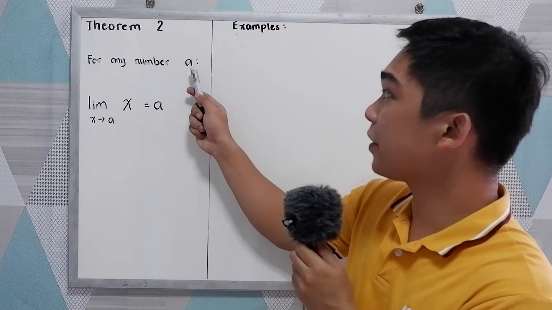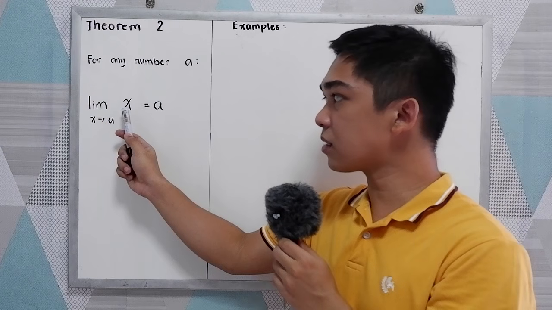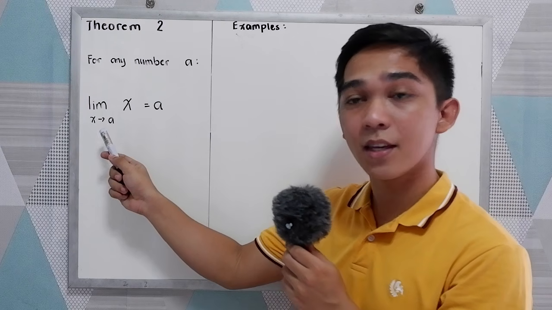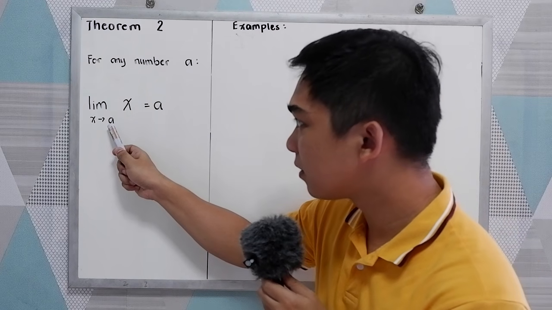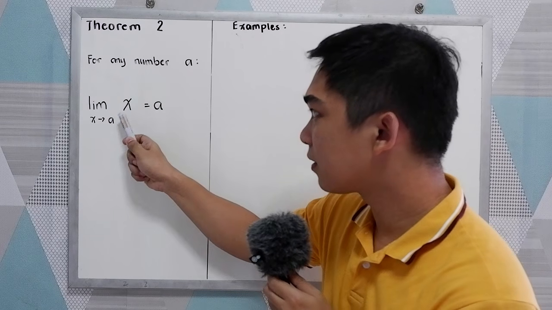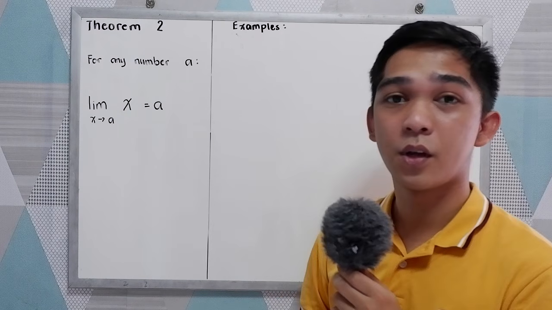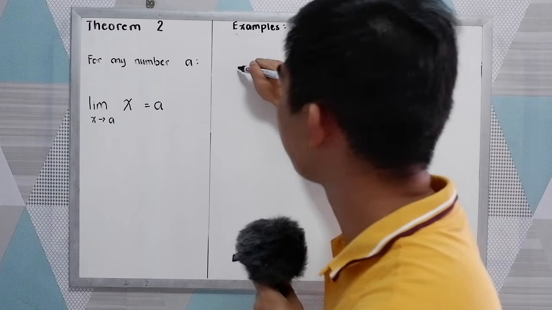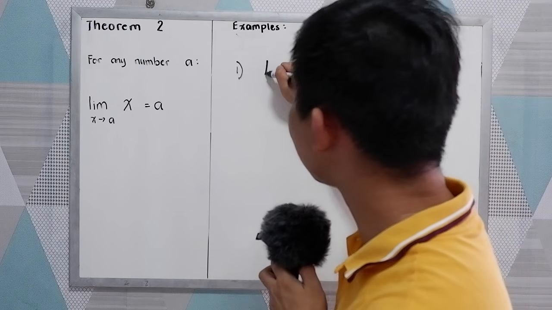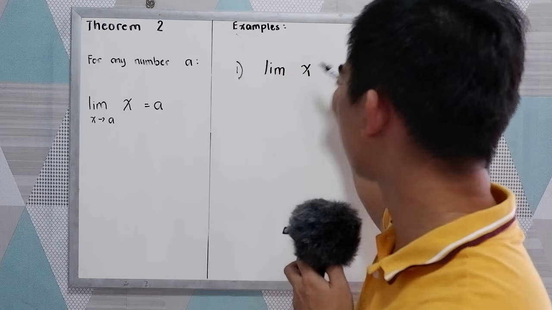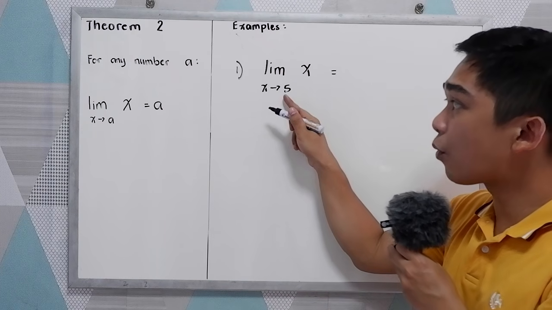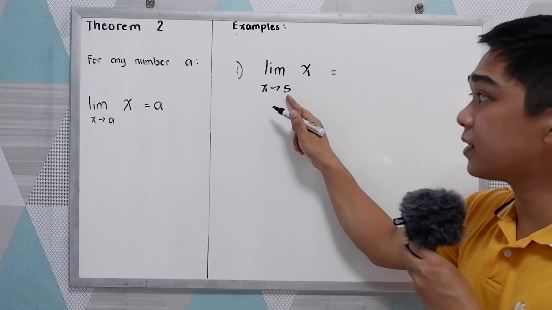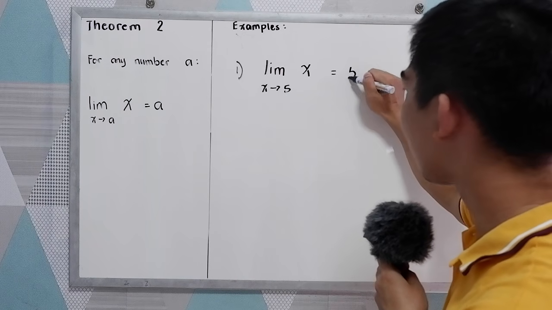Now let's have our theorem number 2. For any number a, the limit of x as x approaches a is equal to a. So for any number a, we have our x here, that will be equal to our a here. Now to illustrate, let's have this example. Let's say we have the limit of x as x approaches 5. In this case, our a here is 5, so that is equal to 5.